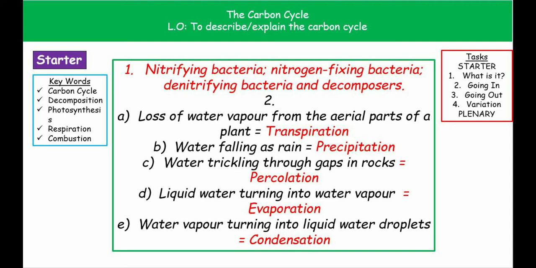Question 2, we had some definitions and you had to match it to the correct term from the water cycle this time. So loss of water vapour from the aerial parts of a plant is transpiration. Water falling as rain is precipitation. Water trickling through gaps in rocks and soil, that's percolation. Liquid water turning into water vapour is evaporation. And water vapour turning into liquid water droplets is condensation. So give yourself a total out of 9 for those two questions and write that in your books for me.